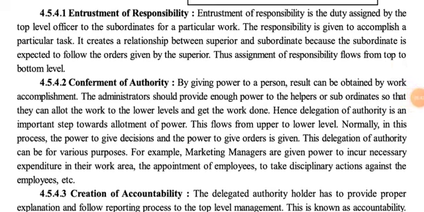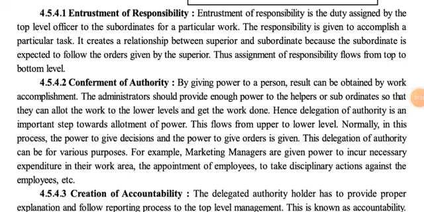Entrustment of responsibility. Entrustment of responsibility is the duty assigned by the top level officers to the subordinates for a particular work. The responsibility is given to accomplish a particular task. It creates a relationship between superior and subordinate because the subordinate is expected to follow the orders given by the superior. Thus, assignment of responsibility flows from top to bottom level.